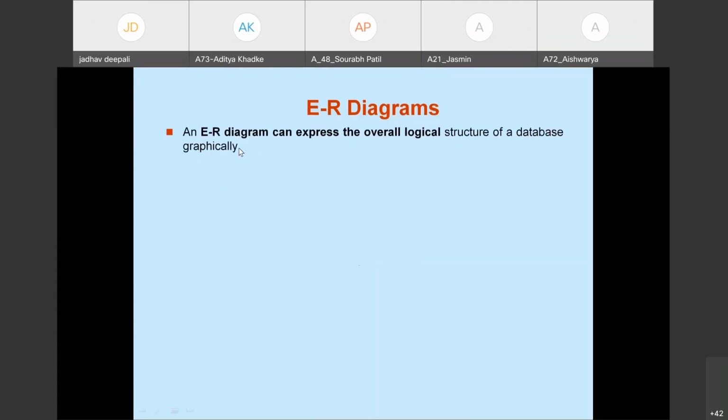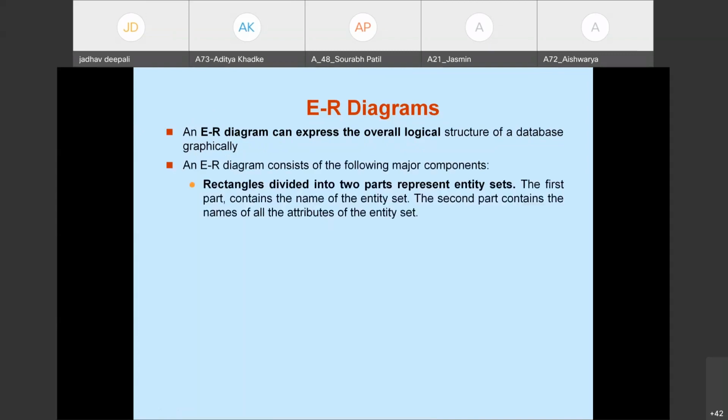For which purpose is an ER diagram used? We know this is the ER model. In the ER model, these are the entity sets, these are the relationship sets between those entities, and for these entities, these are the attributes. But how to represent it? To represent it graphically, a logical structure is used, which is known as an ER diagram. So an ER diagram can express the overall logical structure of a database graphically.